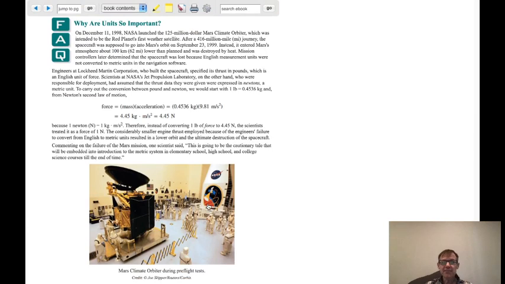The Mars Climate Orbiter, a little story here. My story might be a little bit different from the one listed here in the textbook, but essentially it's the same idea, which is that NASA spent around $150 million to launch an explorer over to Mars to go into orbit around Mars, and it essentially burned up in the atmosphere of Mars, didn't go into proper orbit. And the reason was that engineers were using a different set of units than the scientists were.